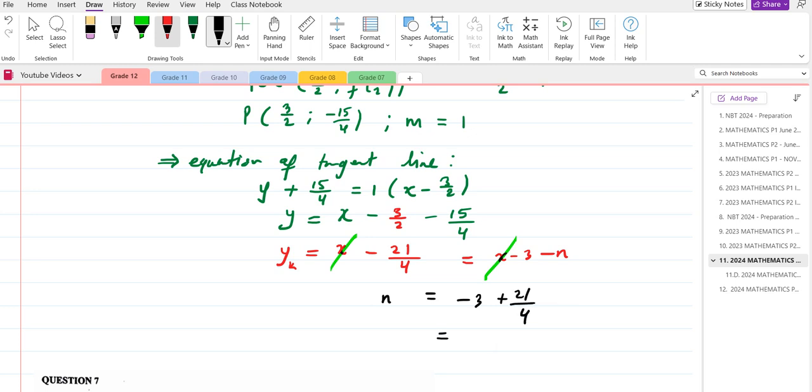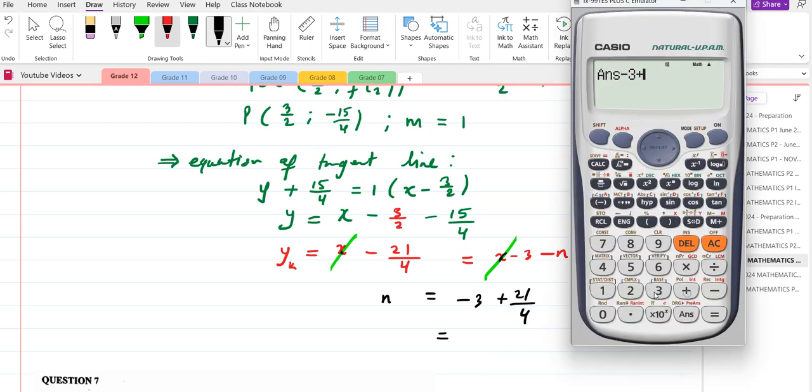So what's minus 3 plus 21 over 4? Let's work out the answer. Minus 3 plus 21 over 4 is 9 over 4. So the value of n is 2.25.